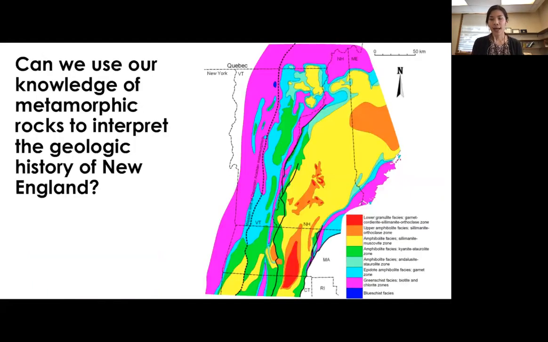All right, so let's try and test our knowledge. Can we use our knowledge of metamorphic rocks to interpret the geologic history of New England? Which is a good question. So we have here a very simplified geologic map. You can see in the underlying dashed lines all of the state boundaries. We've got New York, Vermont, New Hampshire, Maine, Massachusetts, Connecticut, and Rhode Island outlined here. And overlain on that are colors that represent the rocks that are at the surface of the earth. So if you were walking around on a hike through this area, these are the rocks that you would pick up.